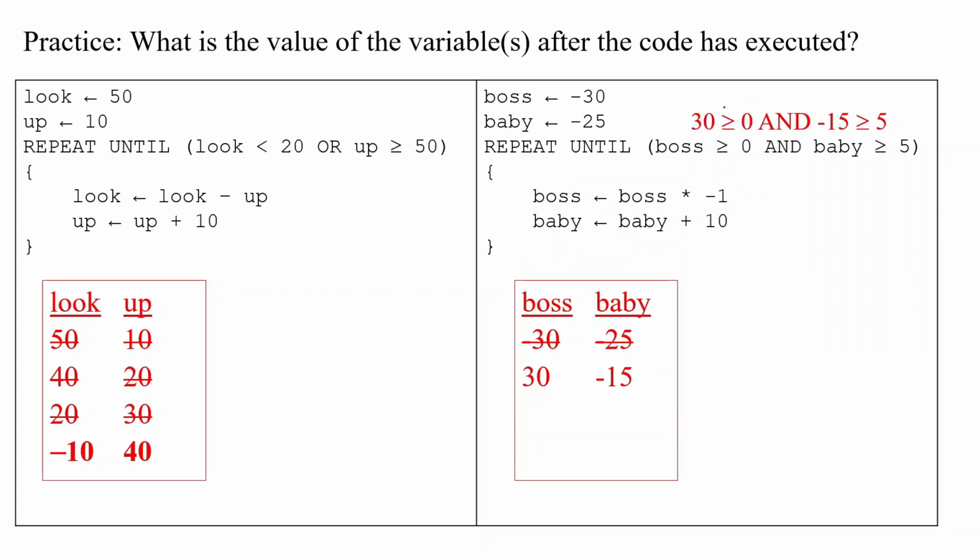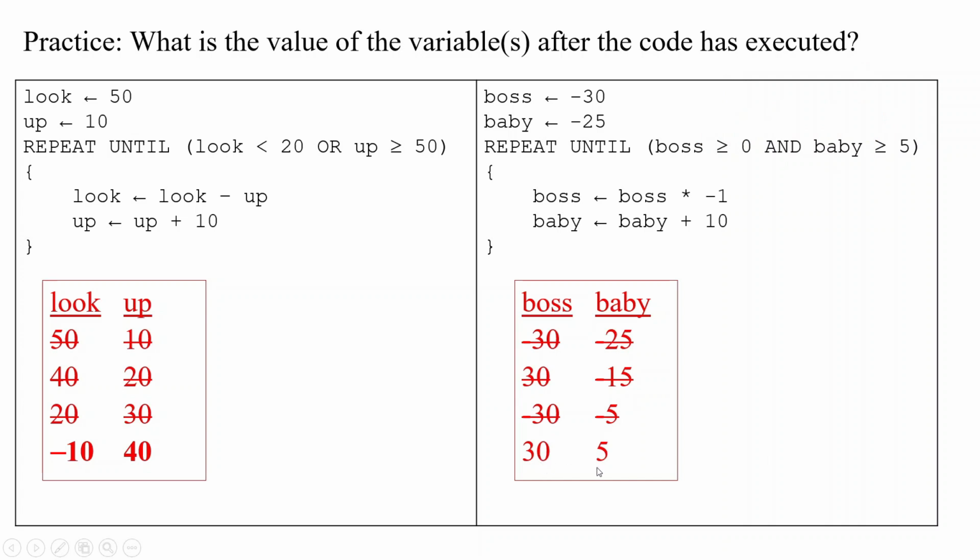And then I go check this again. Is 30 greater than 0? That is true. Is negative 15 greater than or equal to 5? That's false. And it's an and statement, so both of them have to be true. They're not, so I run this code again. Boss becomes negative 30 again. Baby becomes negative 5. I check this right away. This is false. This is also false. So I run the code again.